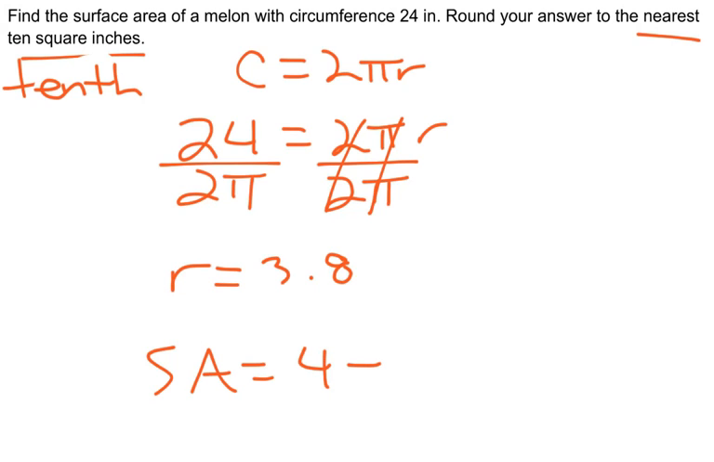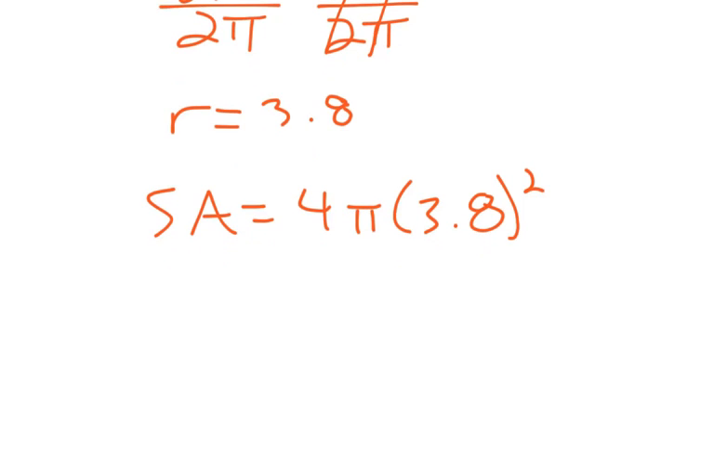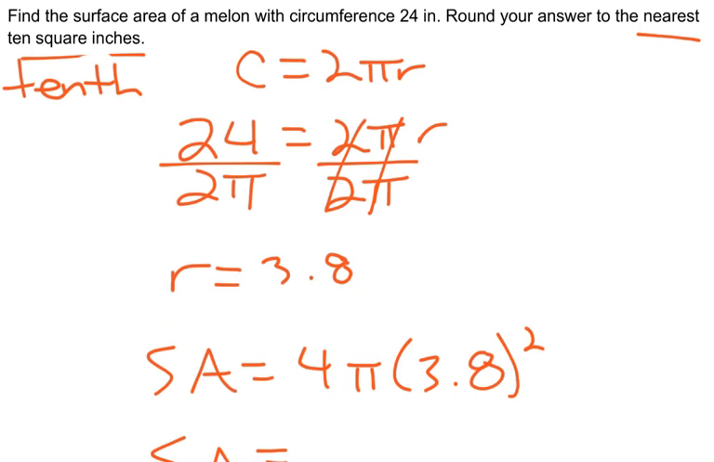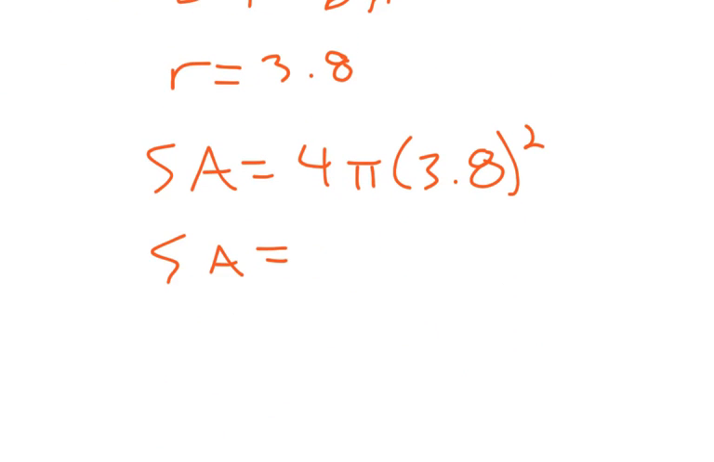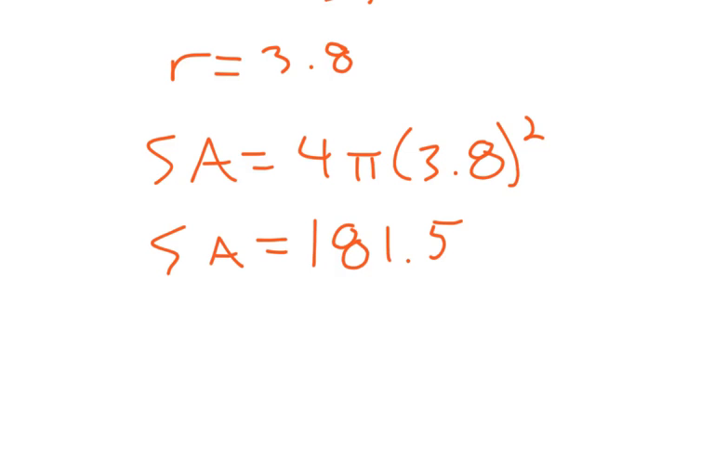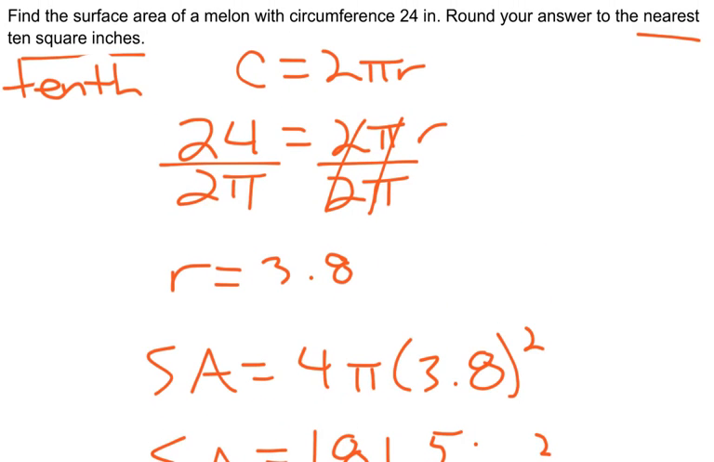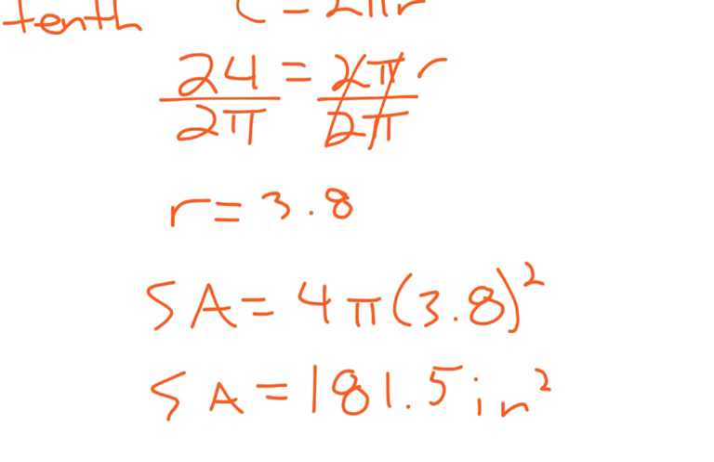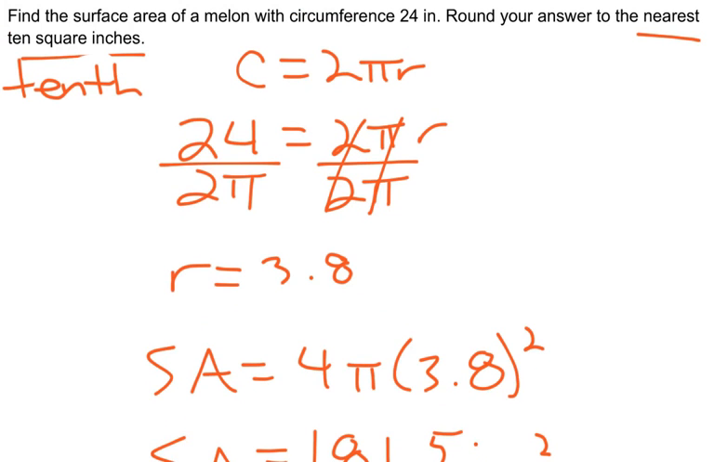Surface area is 4 pi times our radius squared. So now when we plug that in, we're able to find our surface area. 3.8 squared times pi times 4 gives us 181.5, and we're dealing with inches, square inches. Okay? Surface area of that melon is 181.5 square inches. So again, find the radius in order to help you find the surface area.